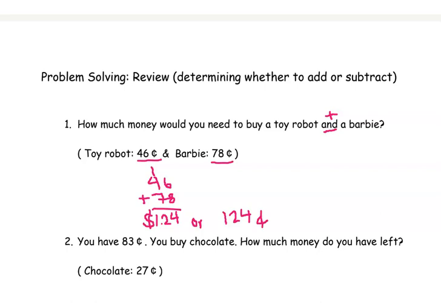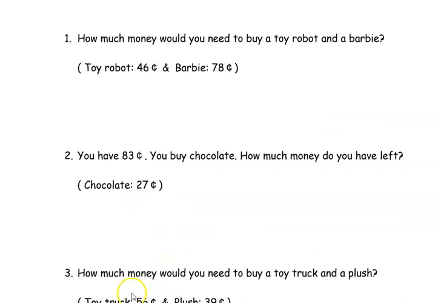Okay, next, let's do one more review problem. This problem says you have 83 cents. You buy chocolate. How much money do you have left? We learned that if we already know the total that we have, and then we have the keyword of left, that means it's a negative. Because money has been taken away, so you have to calculate how much money is left. So this would be a minus sign.